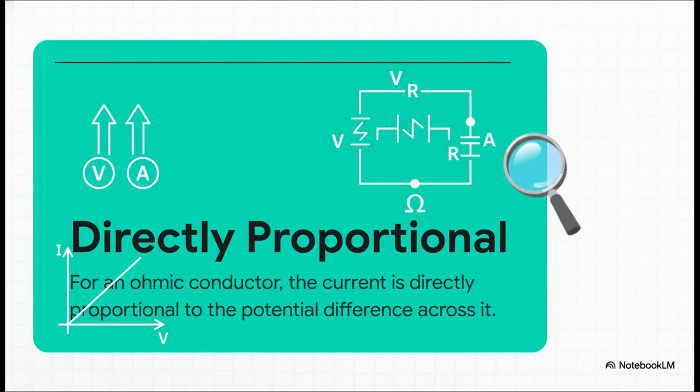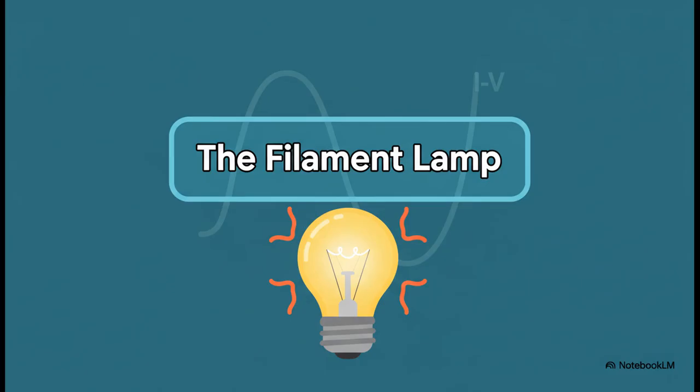And that phrase right there, directly proportional, is pure gold for your exam answer. It means if you double the potential difference, you double the current. If you triple one, you triple the other. It's simple, it's predictable, and it's ohmic. Lock that phrase away. Right, let's move on to the filament lamp. And this is where things start to get a whole lot more interesting.